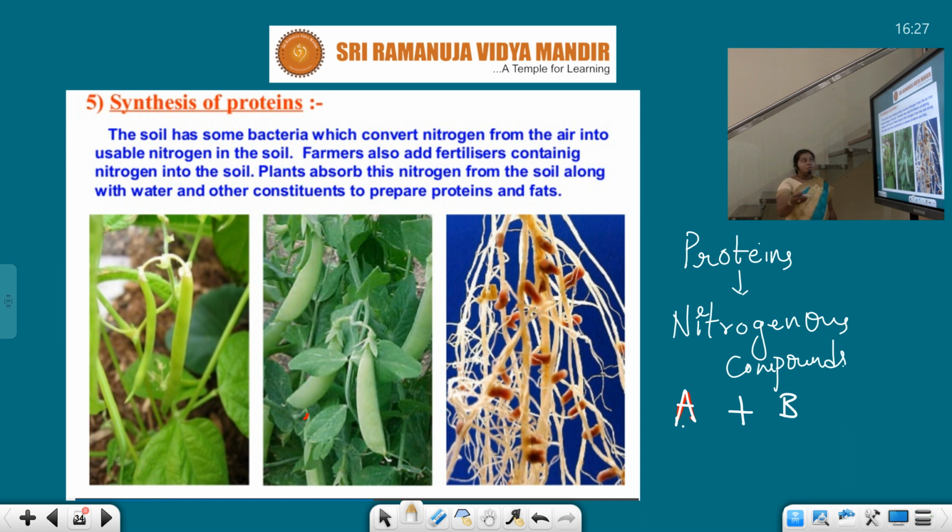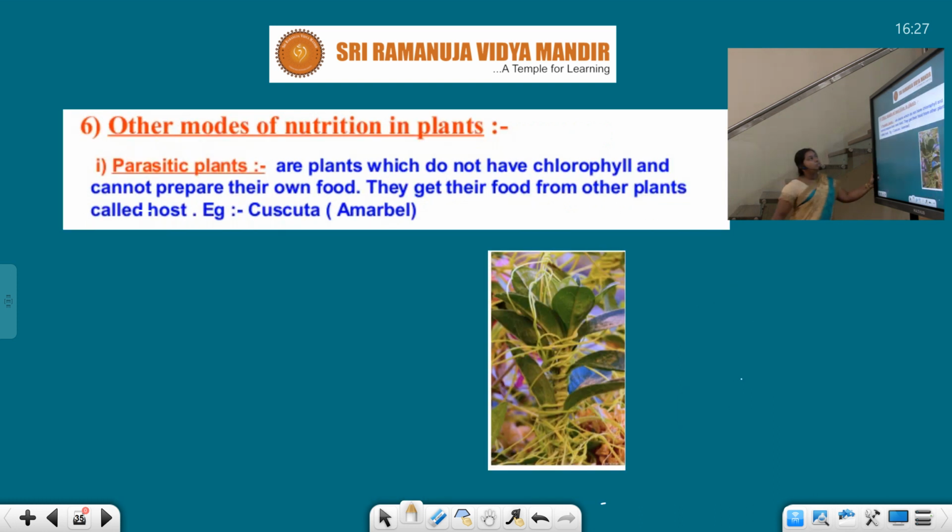And farmers also add some fertilizers containing nitrogen into the soil. Plants absorb this nitrogen from the soil along with the water and other constituents to prepare the proteins and the fats. See children, one point you should remember, only with the carbohydrate no plant can survive. So it also requires some fats as well as the proteins. Okay, this is about synthesis of the proteins.